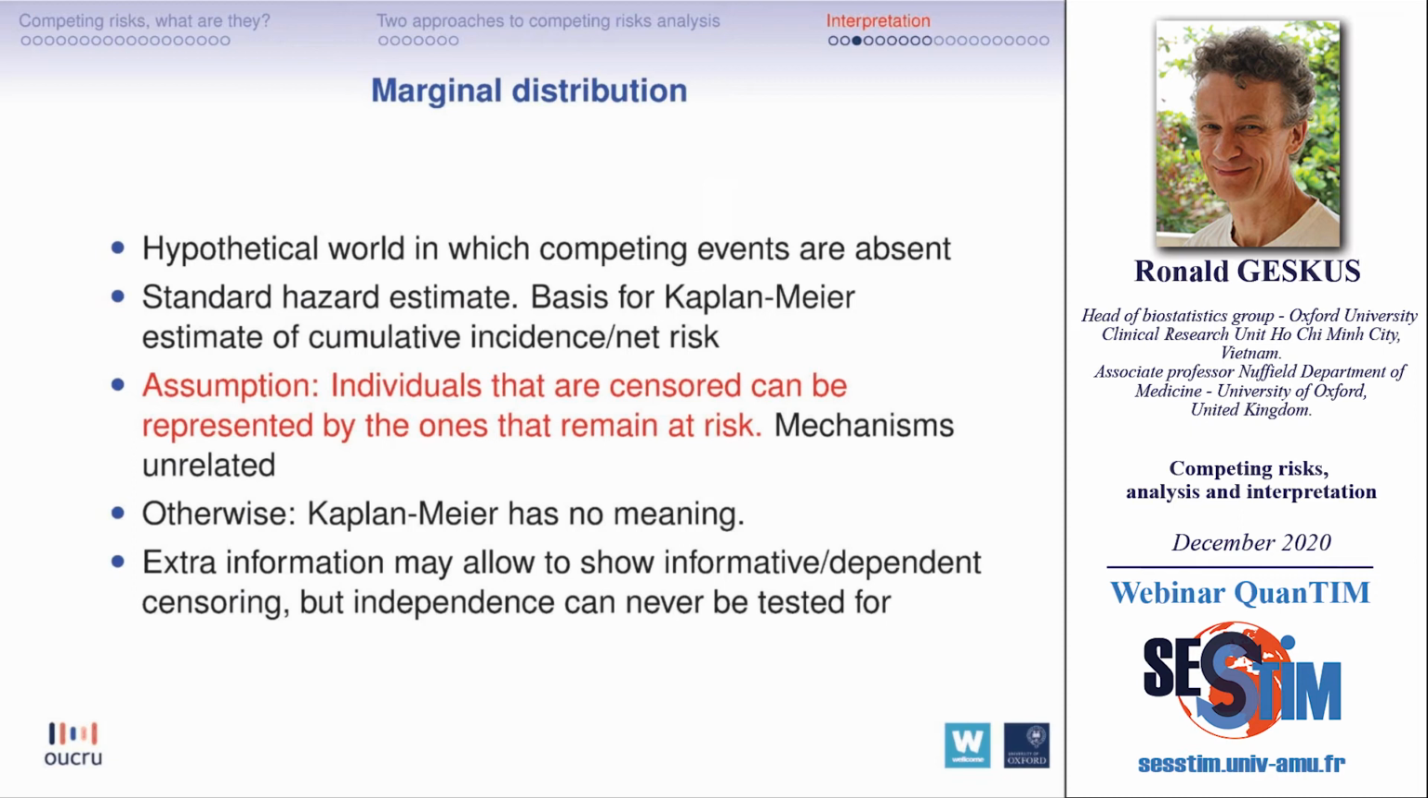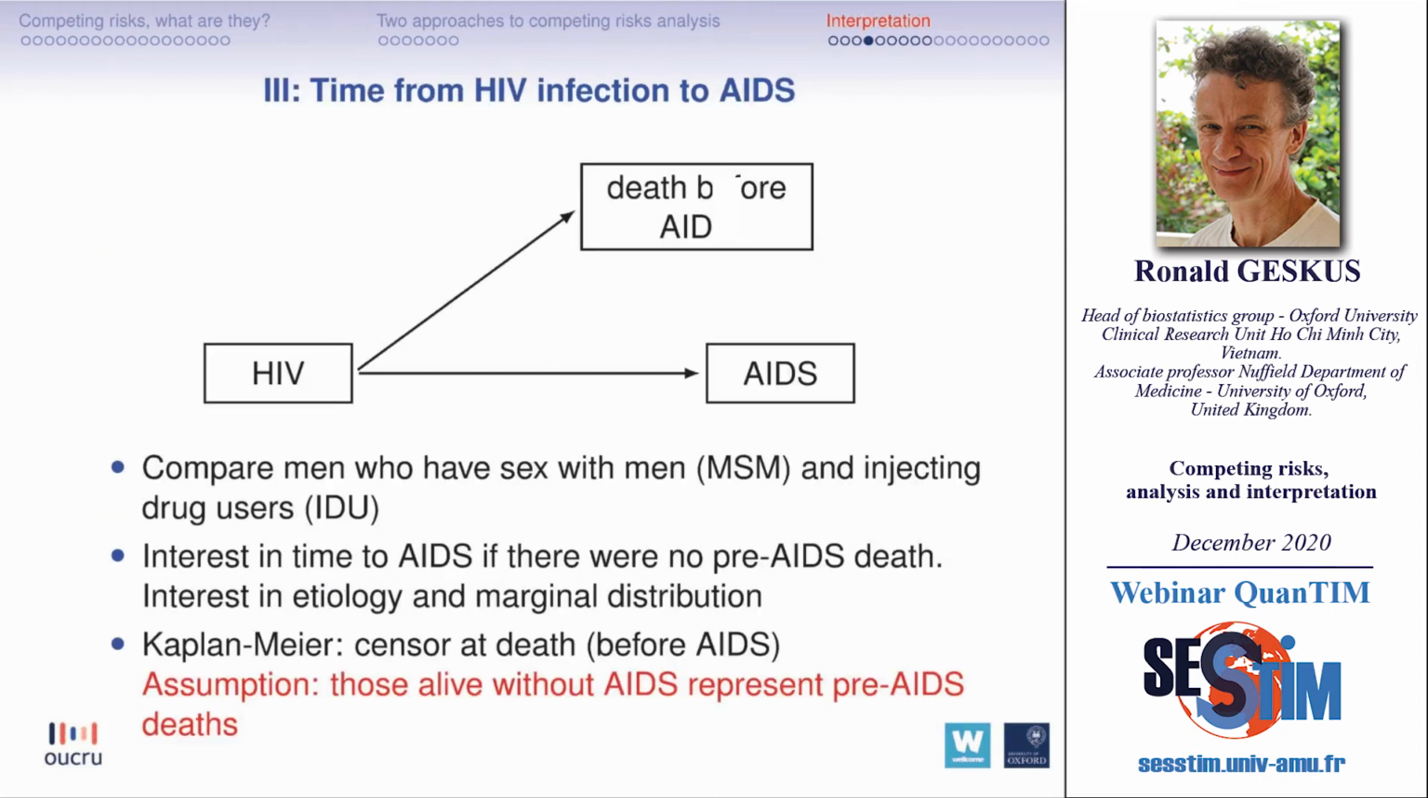Let me show this by example. And by the way, in this example, I will argue that the assumption doesn't hold. I will show, not formally, but I will argue, that indeed the reason a competing risk occurs for an individual is related to progression to the endpoint of interest. And we can show this if we have additional information. The problem is we need independence for the Kaplan-Meier to be valid, and that can never be tested for.